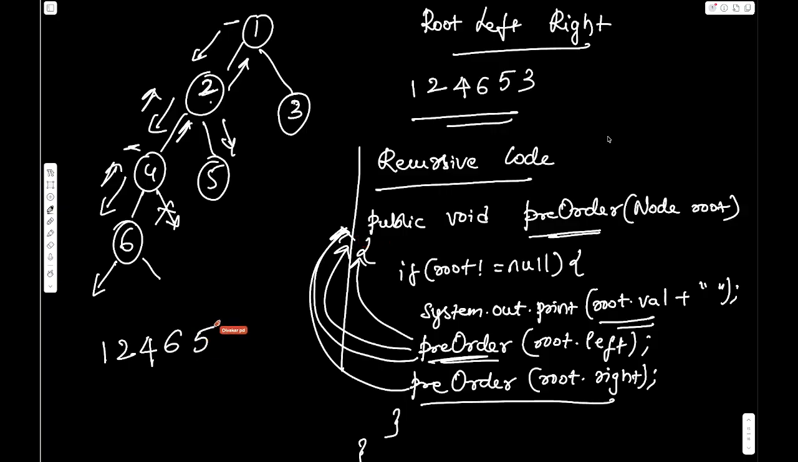After that, again call back. Then it goes back to 1 and then it goes to right side of the node. Then third node will be printed. So this is how a recursive code for the pre-order works. So let's clean this up.